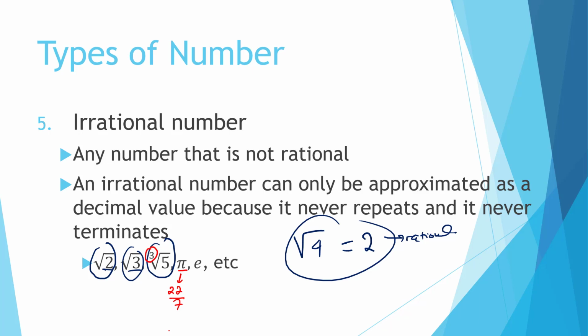Actually, guys, this number 22 over 7 is just an approximation. It's not the exact value of pi. So why did you use this in elementary school? Because it makes it easier to calculate.